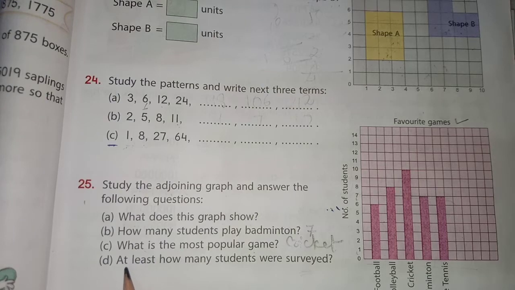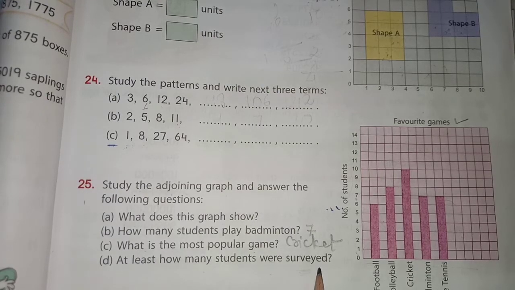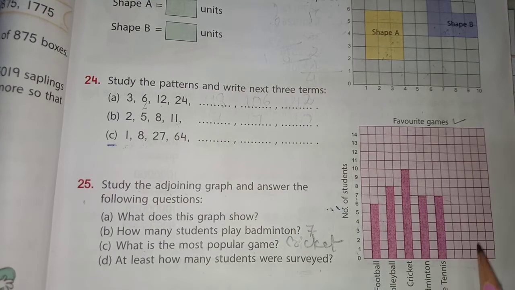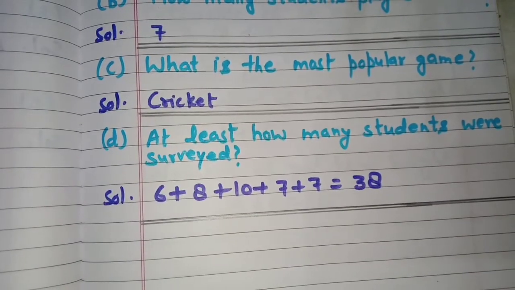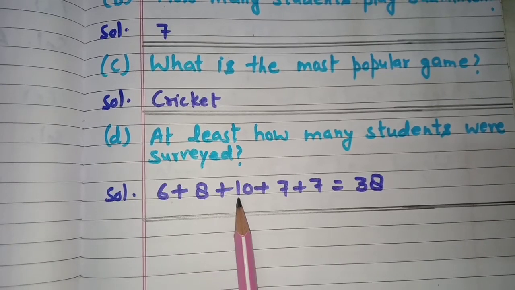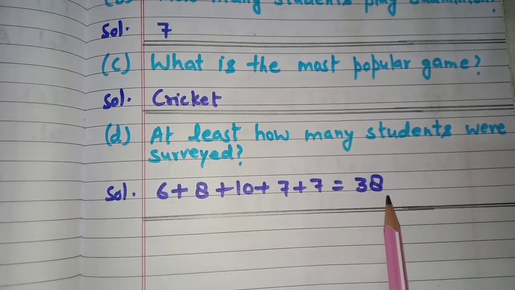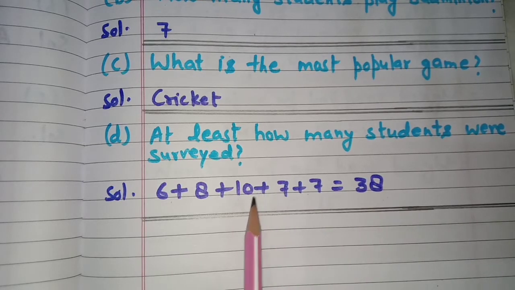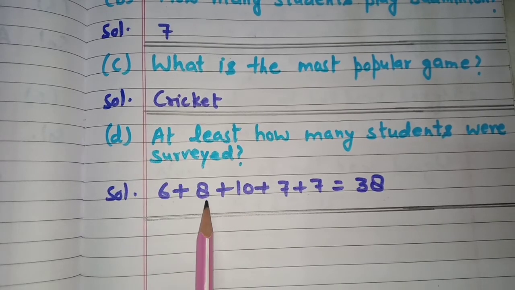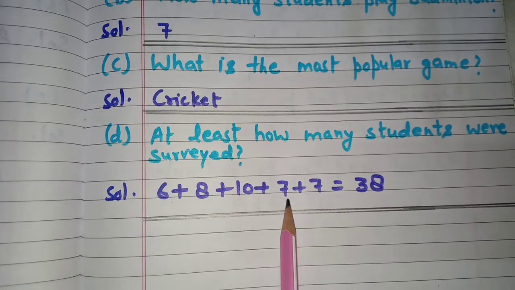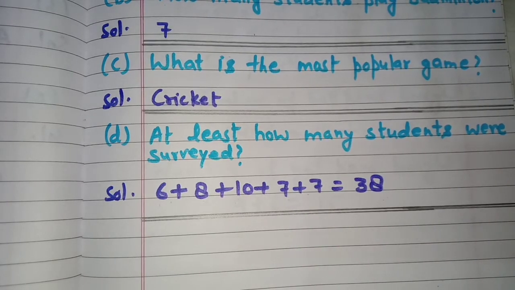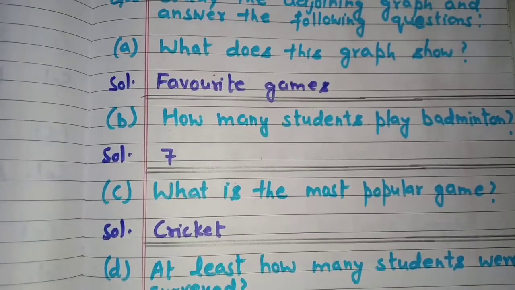Next, how many students were surveyed in total? So we need to add all these numbers which are shown in this graph. So we can add these numbers like this, that is 6 plus 8 plus 10 plus 7 plus 7, which is equal to 38. It means how many students were surveyed? 38. Because 6 students play football, 8 students play volleyball, 10 students play cricket, 7 badminton and 7 table tennis. And in this way you can write the answers.